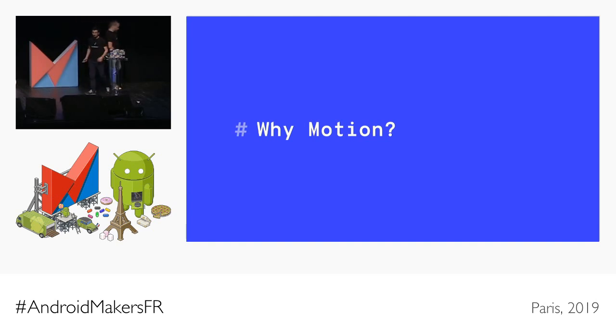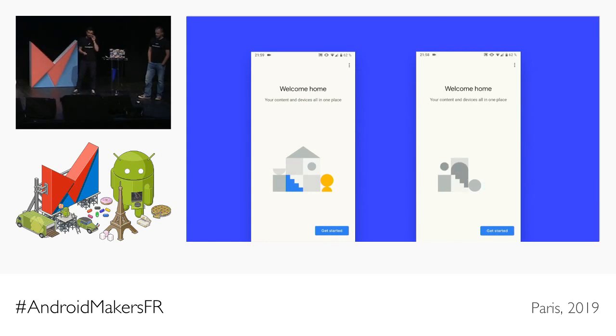Thanks. So yeah, today we want to talk about motion, but why motion in the first place? Why do we consider motion important? Well, the first reason might sound quite simple. If we look at this example, taken from the Google Home onboarding, I'm pretty sure that most of us are looking at the right screen, and that's because our eyes are naturally attracted by movement, so it's normal. Our attention rises when we see a moving object. But that's not the only reason.